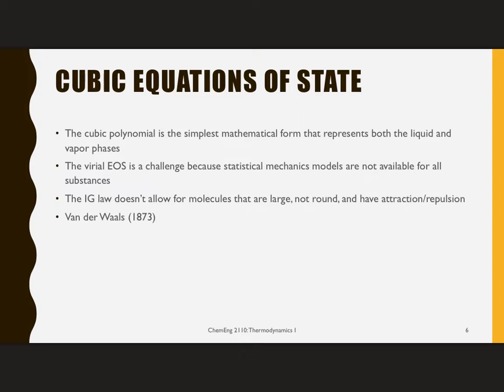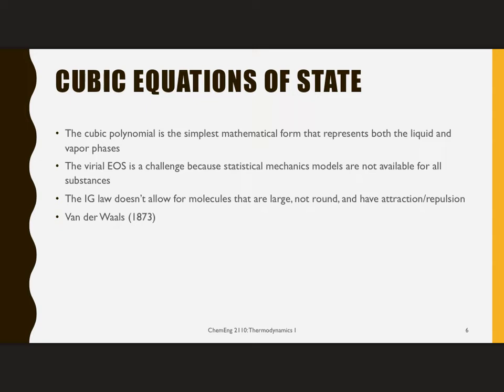But now we want to look at some other equations of state, and the first category of these will be the cubic equations of state. A cubic polynomial is the simplest mathematical form that can represent both the liquid and the vapor phase. There's also going to be a virial equation. It's a little bit more of a challenge to use simply because it's based on statistical mechanics and the models are not always available for all substances.